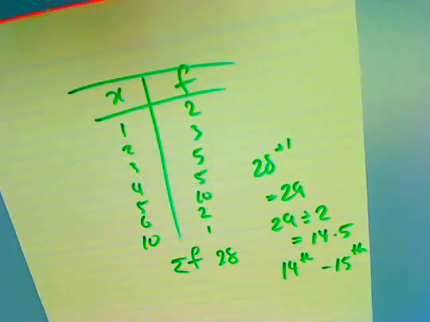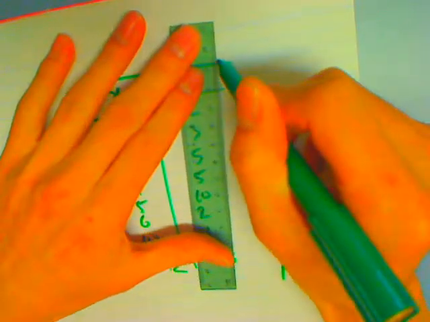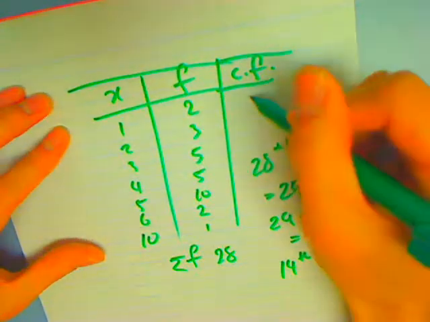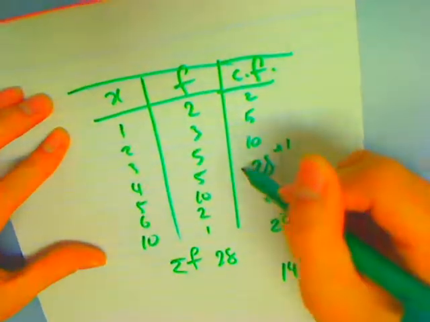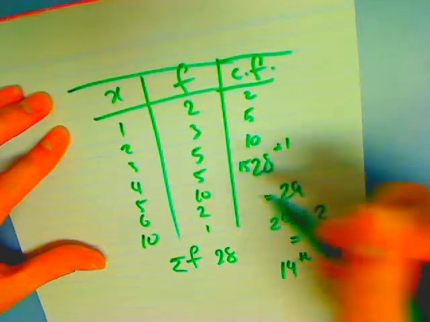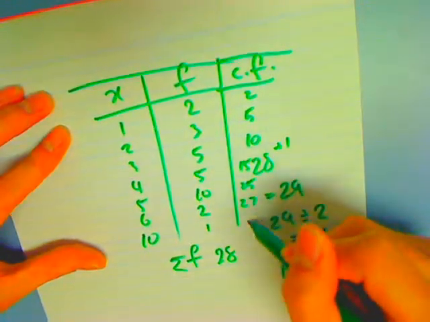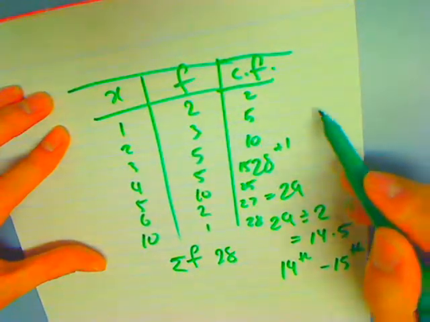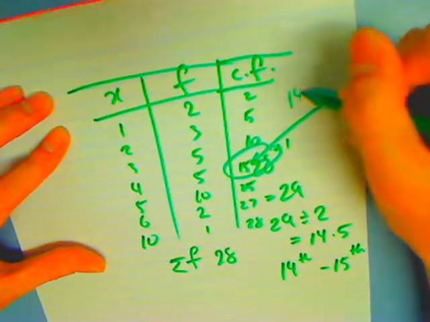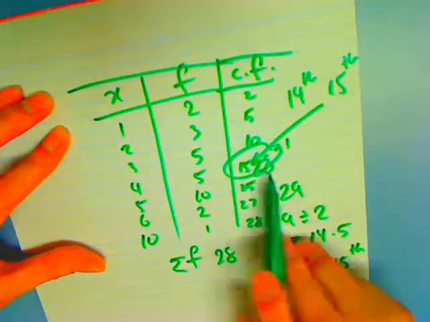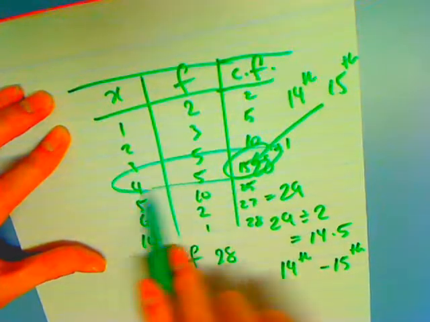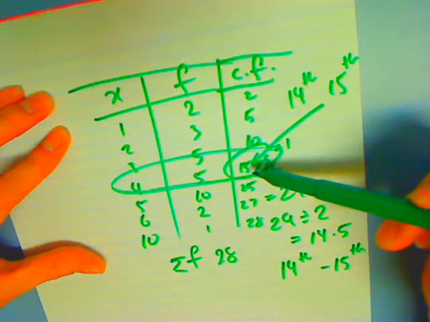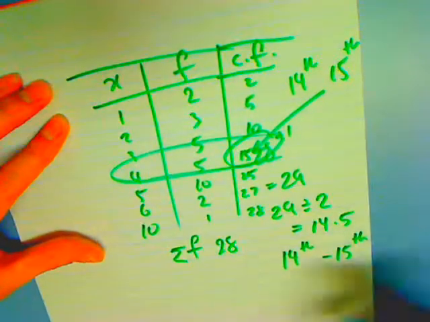If you want to be tricky about this, you can use a cumulative frequency column to keep track of how many scores you go through. 2, 5, 10, 15. I may finish it off. The 14th score would be right there. There's my 14th and 15th. The reason is because once I counted all of those guys, I went through 15 of them. So the 14th and 15th must be in there. So the median would be 5.